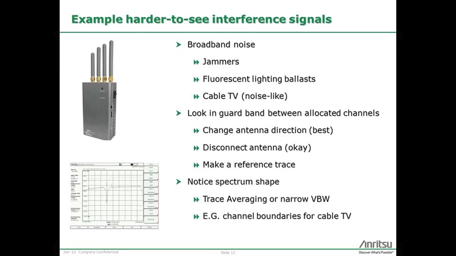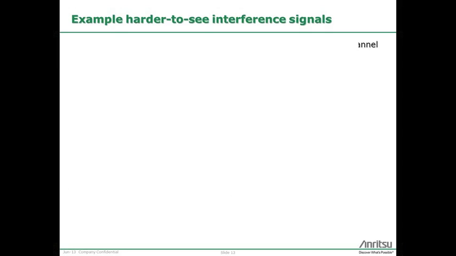And as we mentioned, notice the spectrum shape. And the picture we see there is from cable TV leakage. One thing to do with broadband noise-like signals is to use trace averaging or narrow video bandwidth to get the shape of the signal and not be distracted by the noise aspects of it. And you can see on that signal there are very clear channel boundaries. There's dips in the signal about every 6 megahertz, just like cable TV. That's a good signature of cable TV signals.